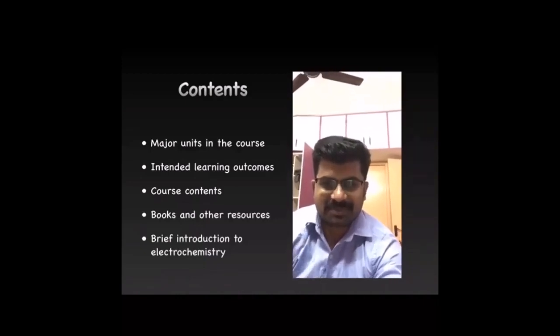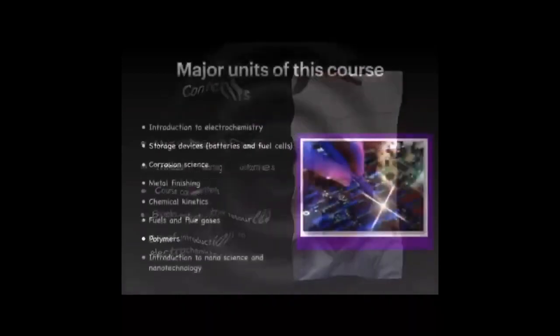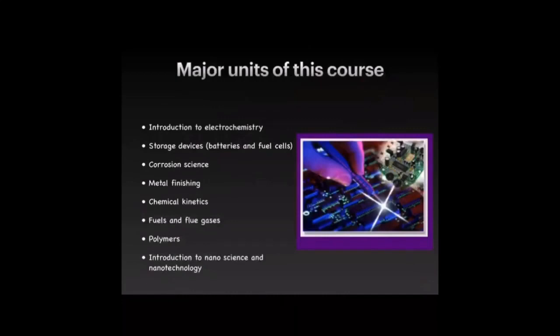Welcome to the course. The course is divided into 8 different units. They are Introduction to Electrochemistry, Storage Devices, which contains both batteries and fuel cells, Corrosion Science, Metal Finishing, Chemical Kinetics, Fuels and Flue Gases, Polymers, and Introduction to Nanoscience and Nanotechnology.